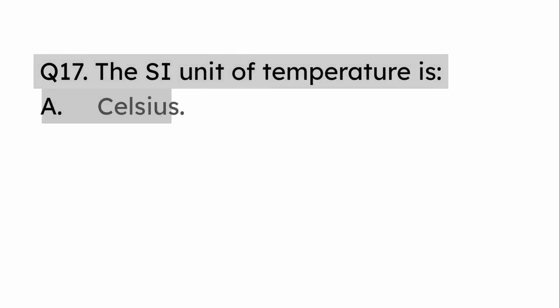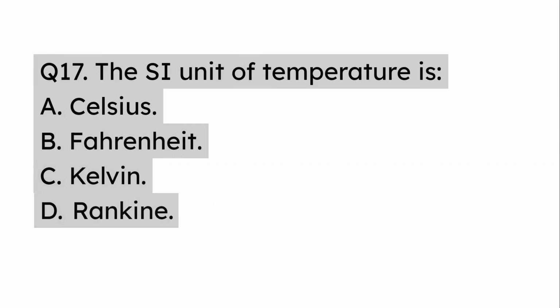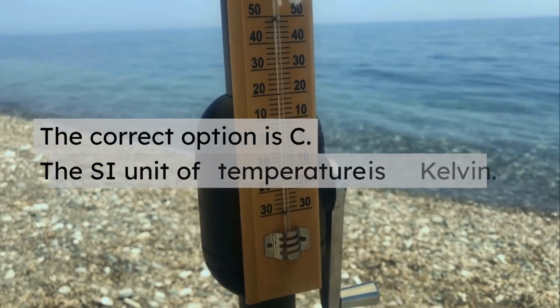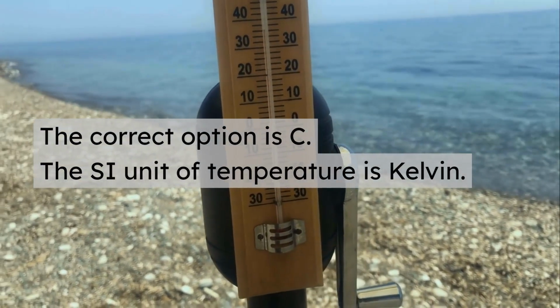Q17. The SI unit of temperature is A. Celsius. B. Fahrenheit. C. Kelvin. D. Rankine. The correct option is C. The SI unit of temperature is Kelvin.